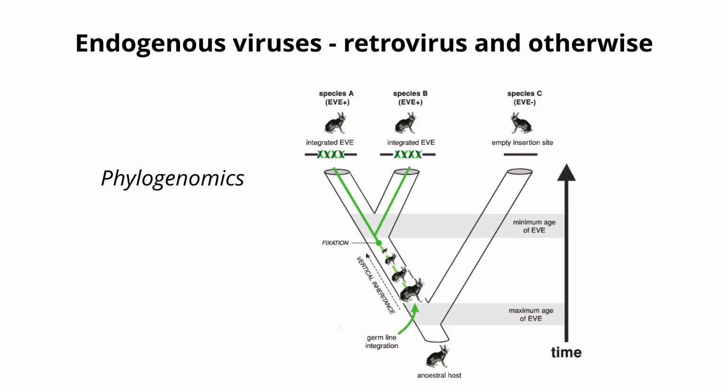But another more interesting way is you can look for viral sequences integrated into the genome of animals. And these we call endogenous viral elements. It's the whole field of phylogenomics.